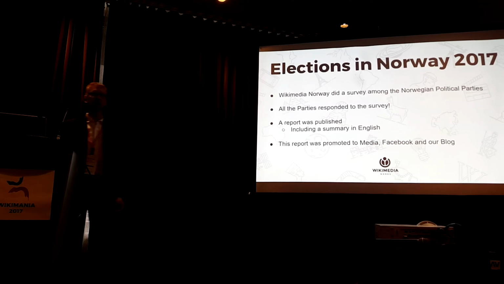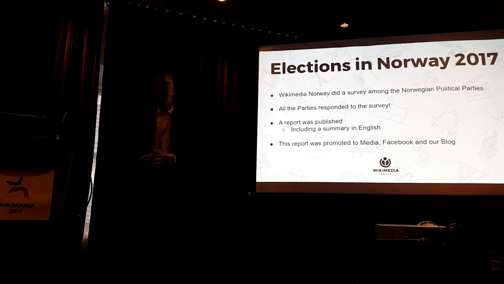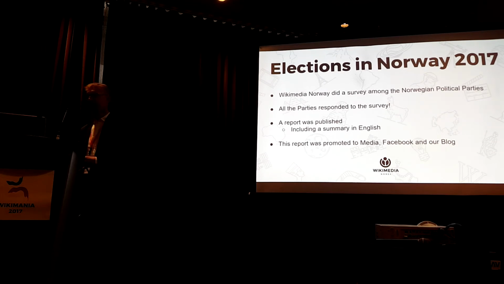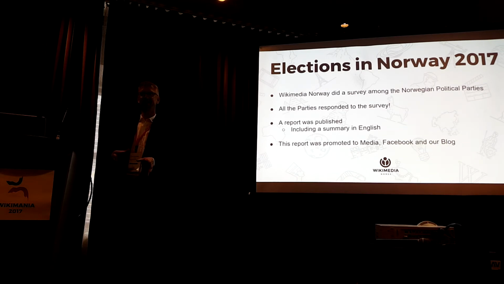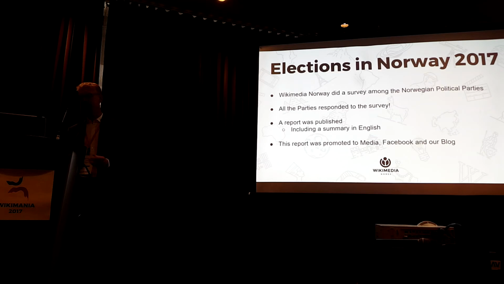And the politicians also know it, and they think that Wikipedia is important. So we in Norway have elections in the autumn. And we did a survey among the Norwegian political parties. We have 9 parties in Norway that are reasonably believed to be part of the parliament. And all 9 responded to our survey, and we were very glad to learn that. And we have made a report on that and published it.